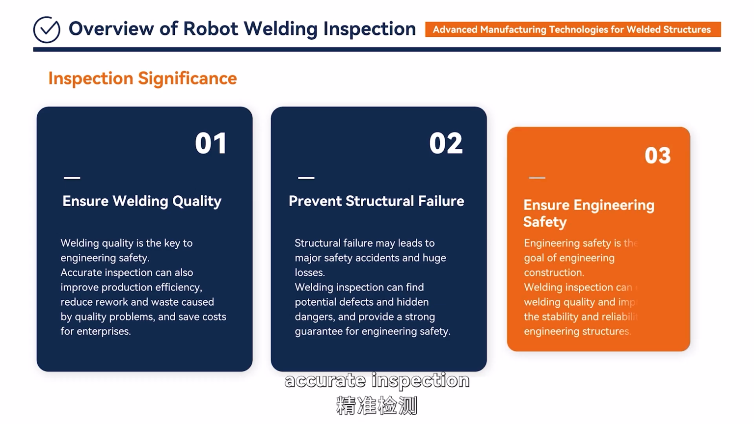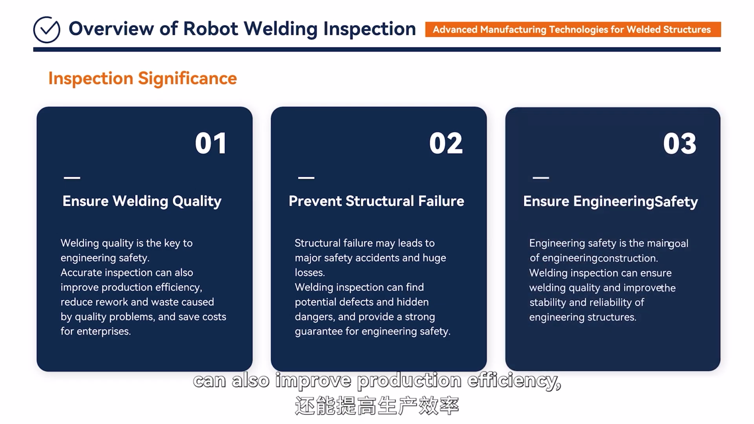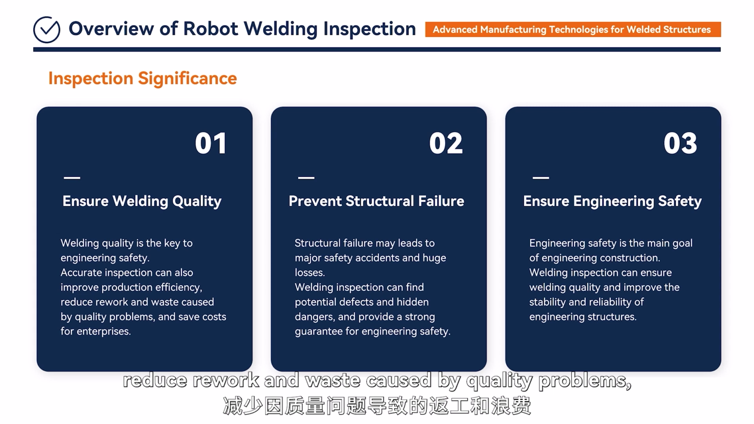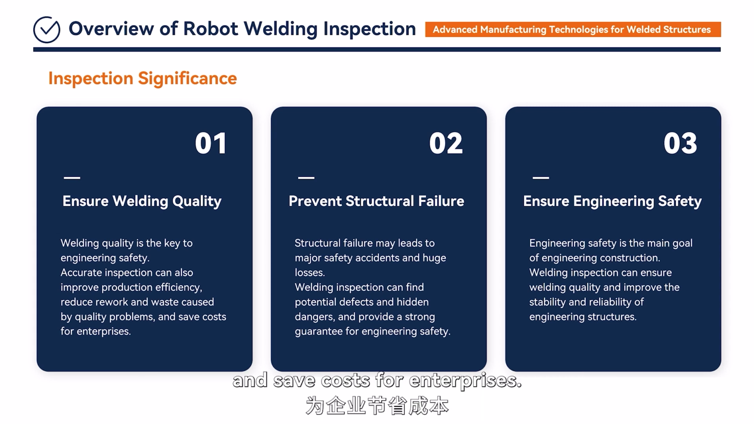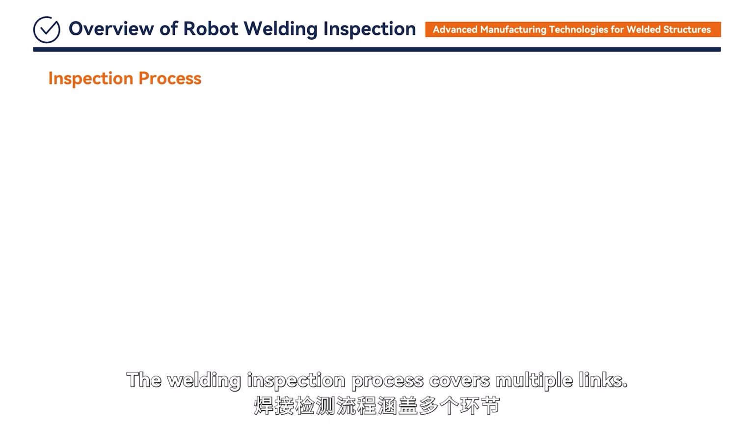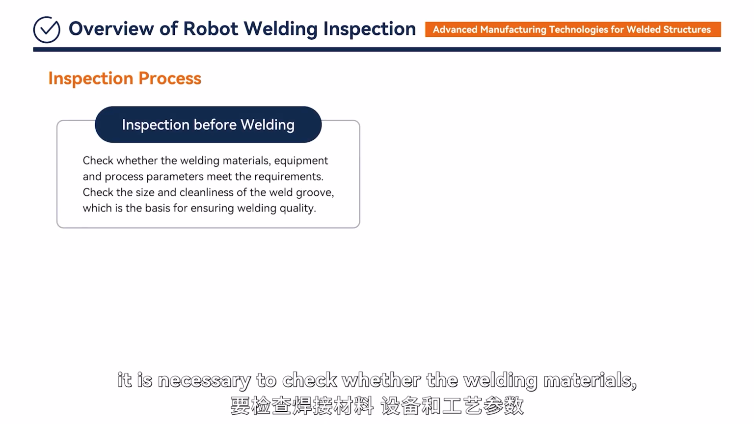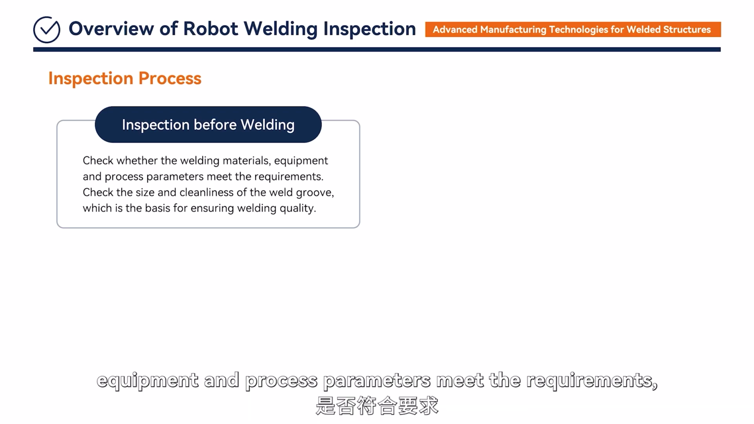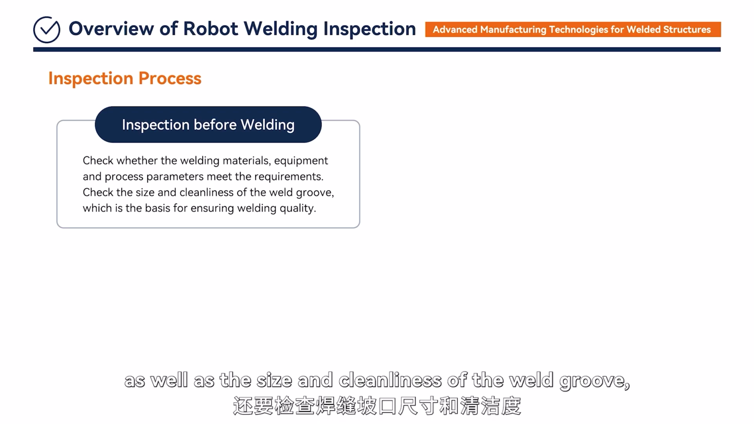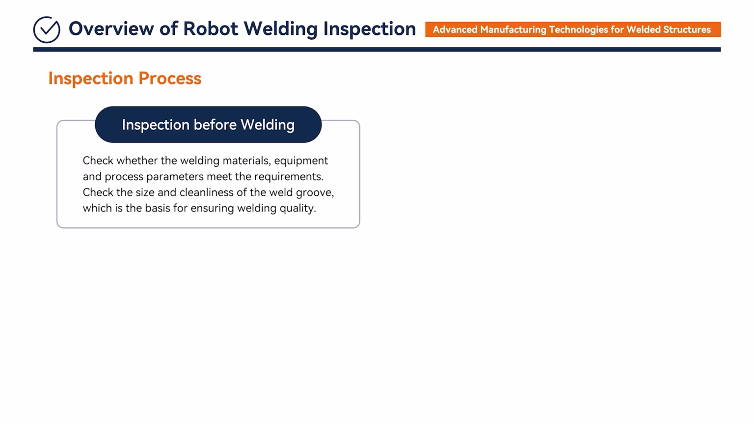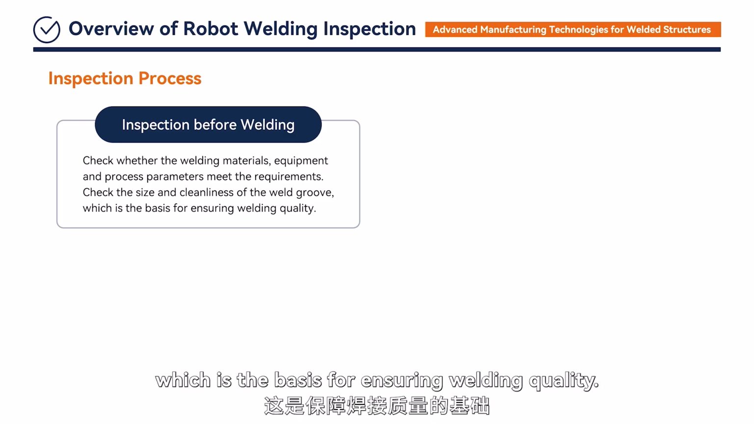Meanwhile, accurate inspection can also improve production efficiency, reduce rework and waste caused by quality problems, and save costs for enterprises. The welding inspection process covers multiple links. Before welding, it is necessary to check whether the welding materials, equipment and process parameters meet the requirements, as well as the size and cleanliness of the weld groove, which is the basis for ensuring welding quality.